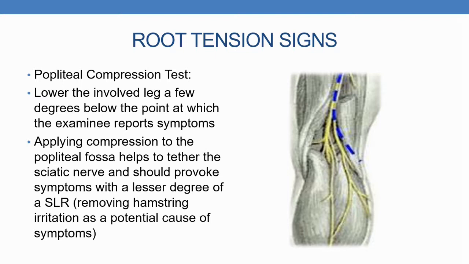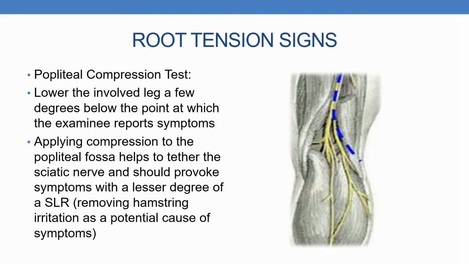Then you lower the involved leg a few degrees below the point at which the examinee reported the symptoms. And what's the purpose of lowering the leg a few degrees? The purpose is to take tension off of those other structures. For example, lowering the leg a few degrees removes tension from the hamstring muscles. It removes tension from the connective tissue muscles. It reduces loading on lumbar spine facets. It reduces tension on the hip joint capsule, etc.